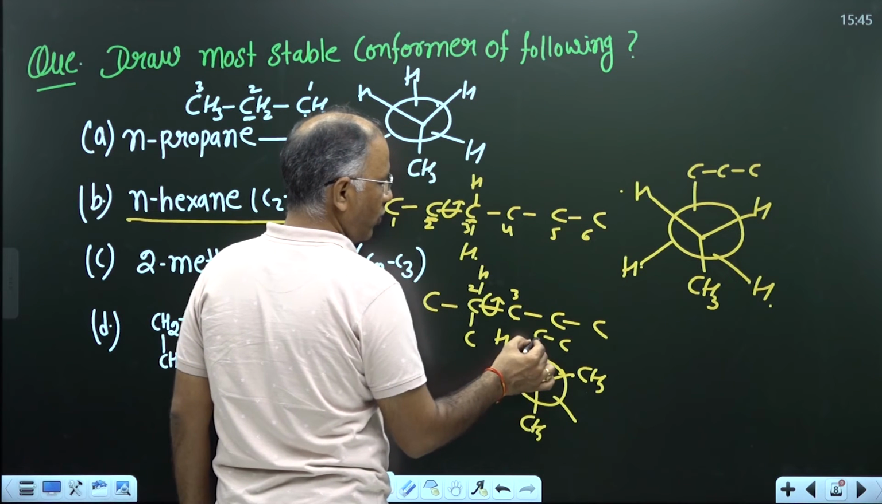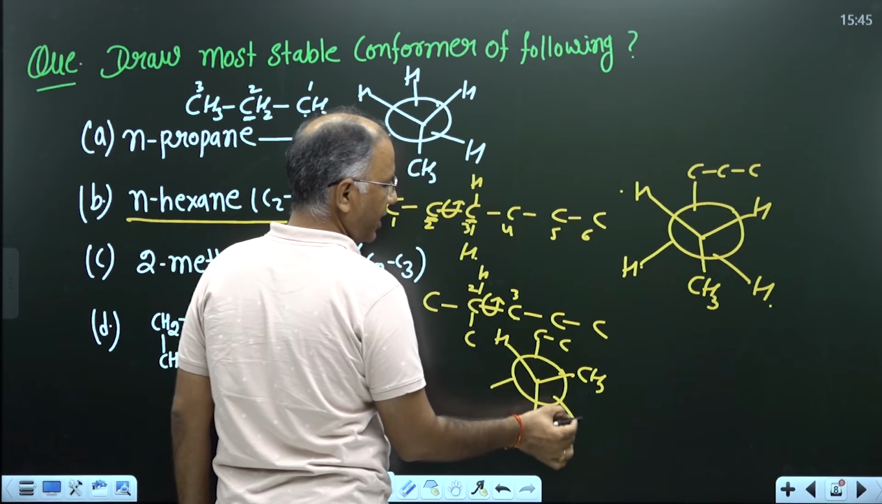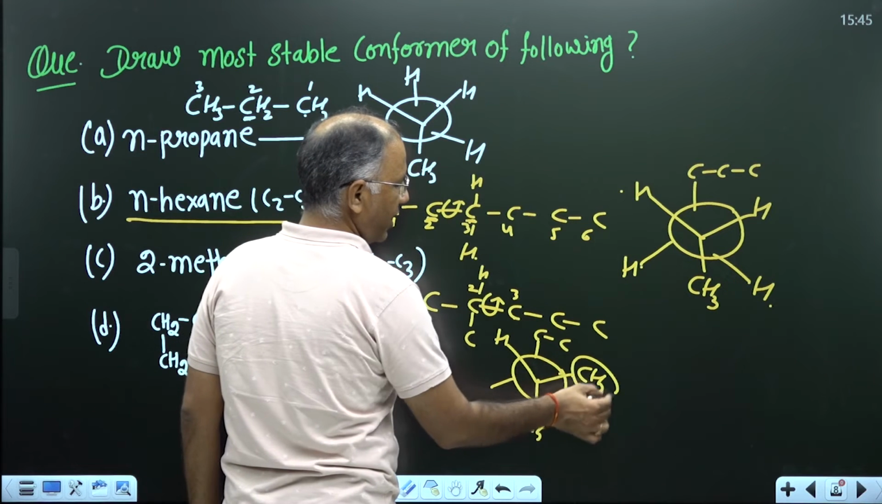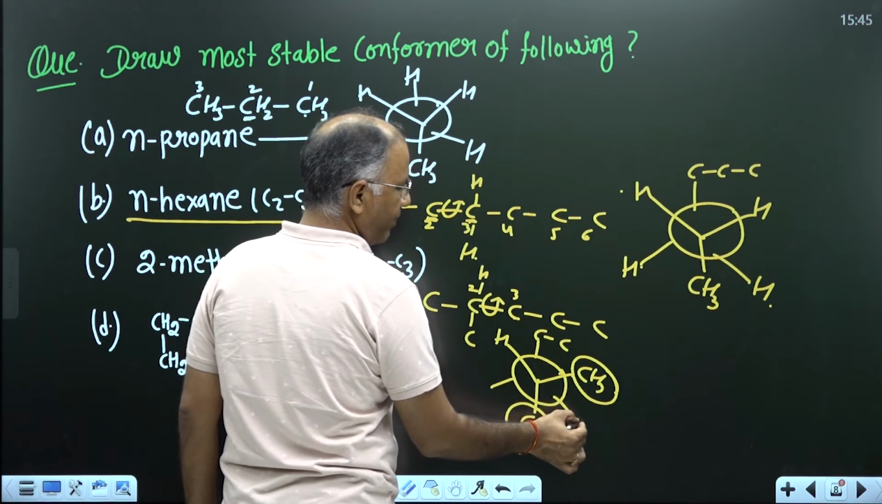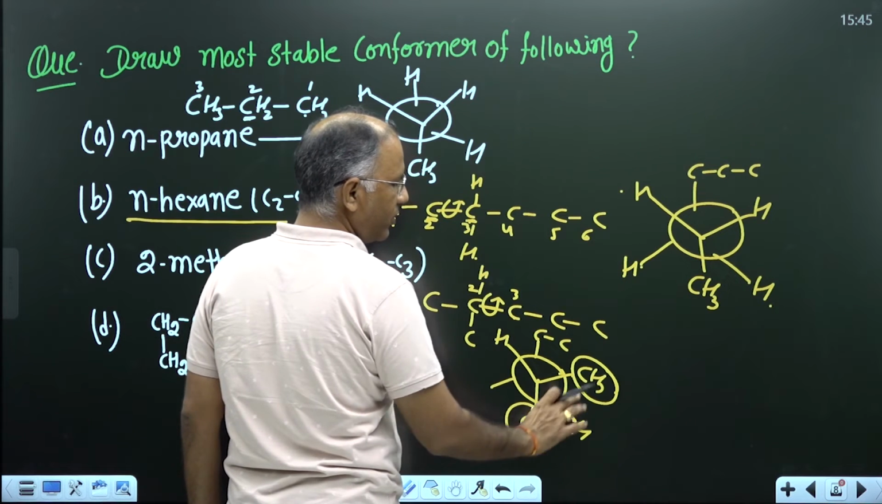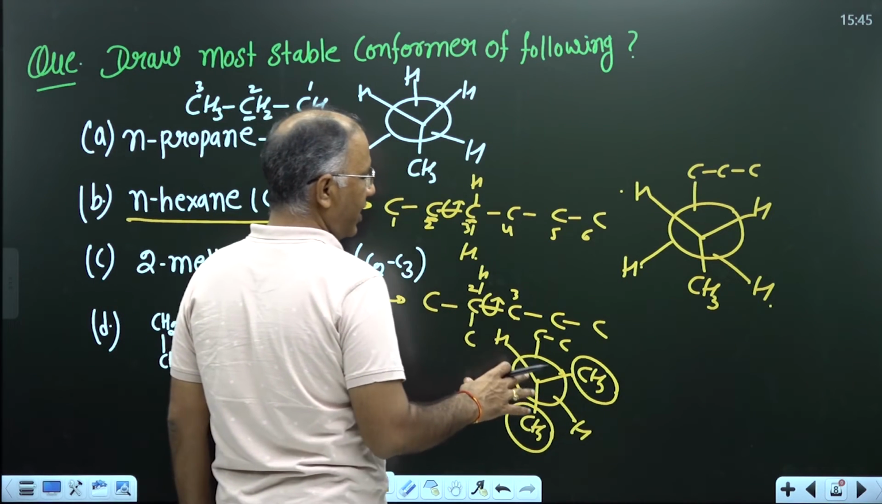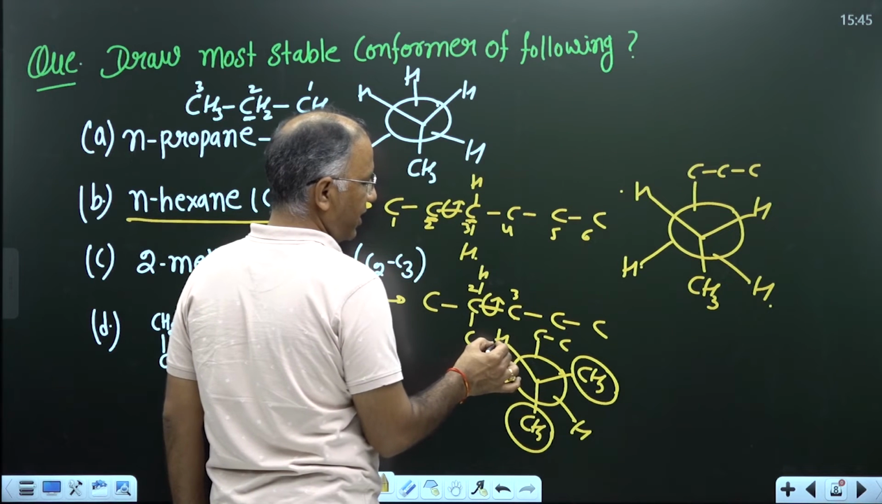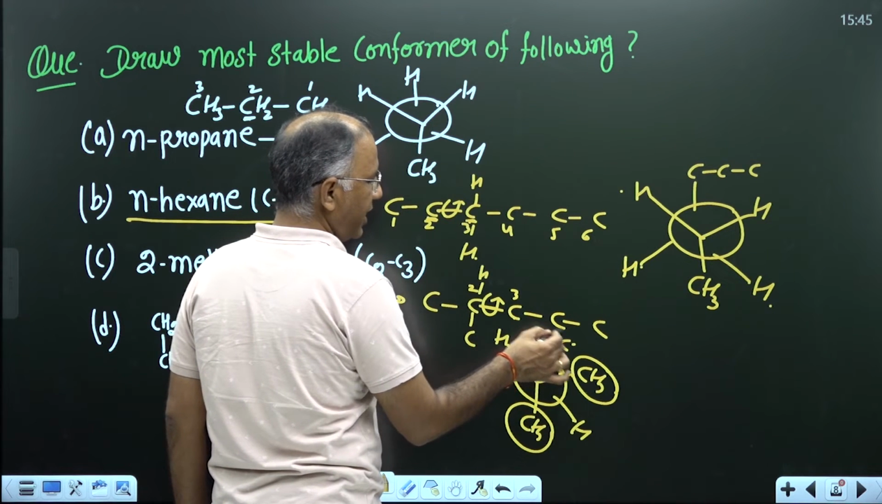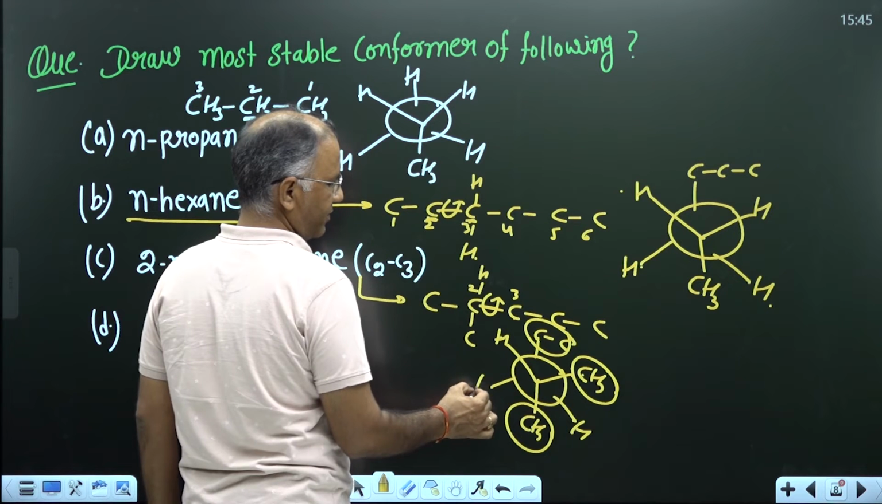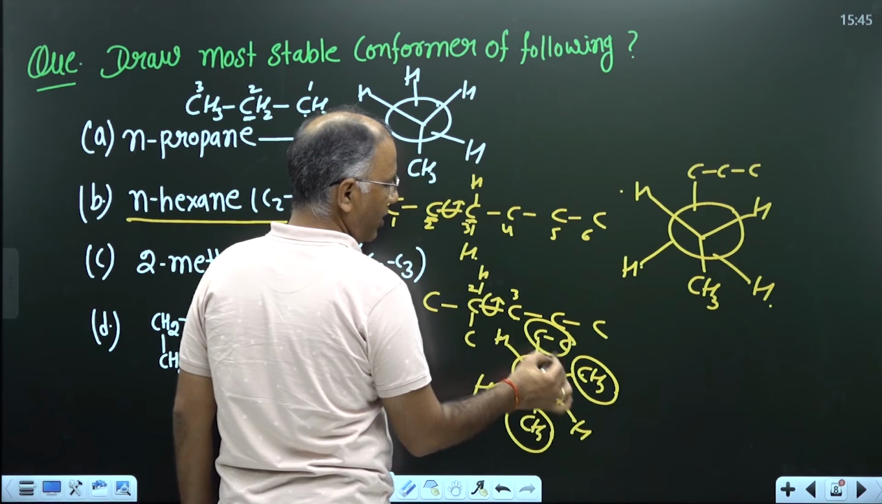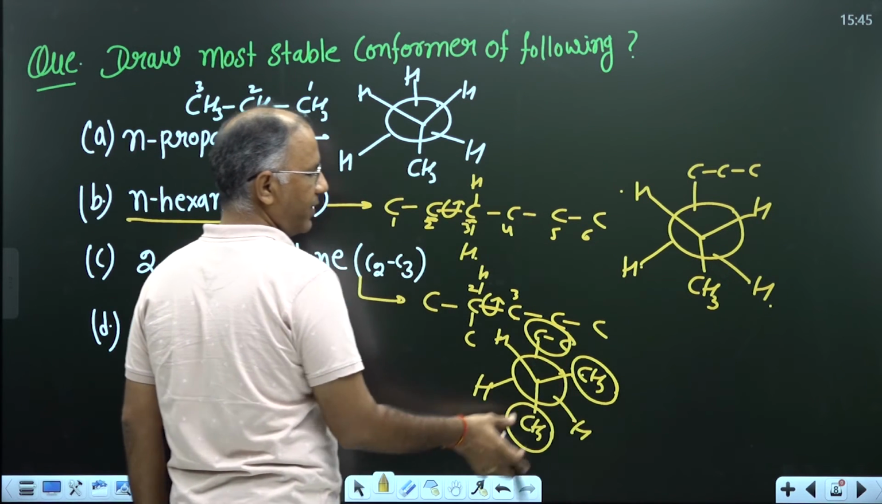We have two options. Either I can keep ethyl here or ethyl here. Since there are 2 methyl, if I keep ethyl in this position, it leads to steric hindrance with the 2 methyl groups. So there will be minimum steric hindrance if ethyl is in between methyl and H. So if I draw ethyl here, this means it is an unstable conformer.